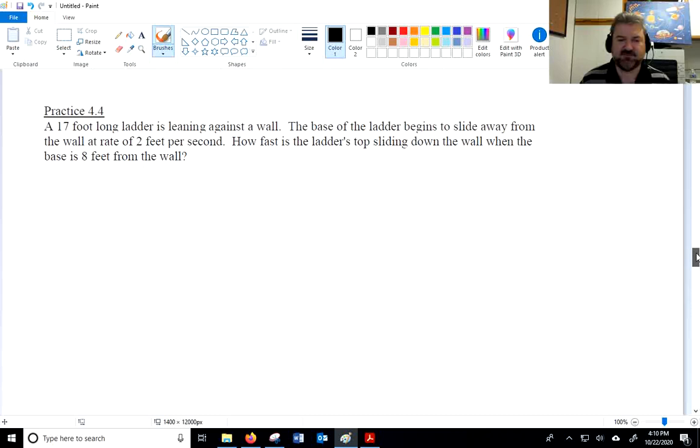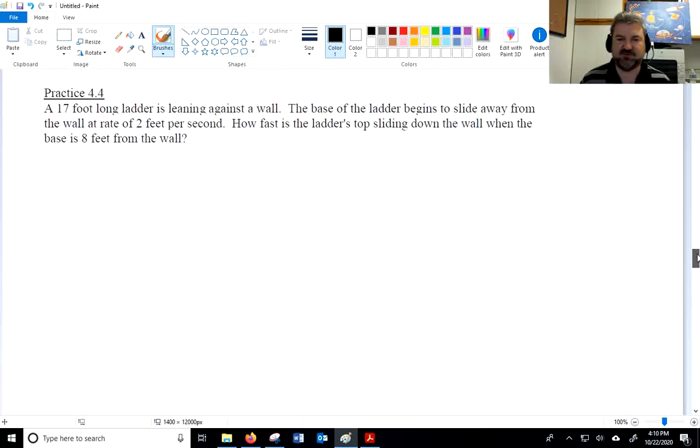All right. Practice 4.4. A 17-foot ladder is leaning against a wall. The base of the ladder begins to slide away at a rate of 2 feet per second. How fast is the ladder's top sliding down? All right, give this one a try. Pause the video if you haven't already, and then we'll go over it.